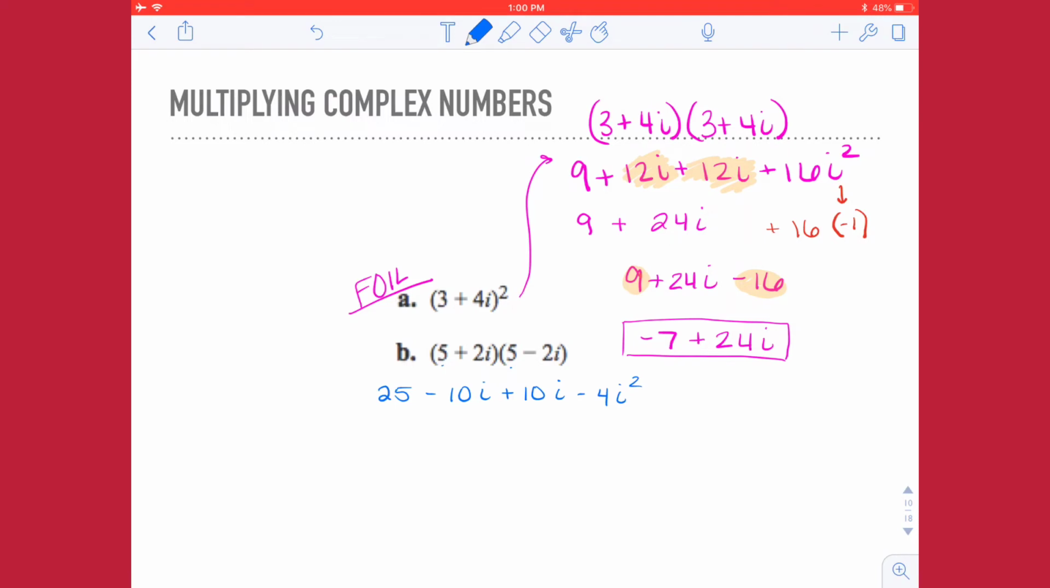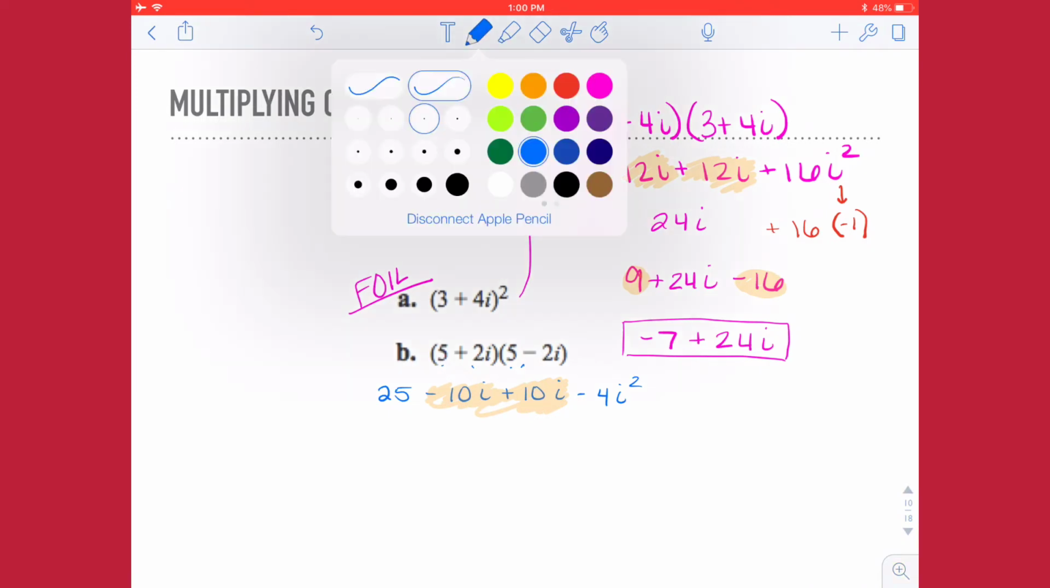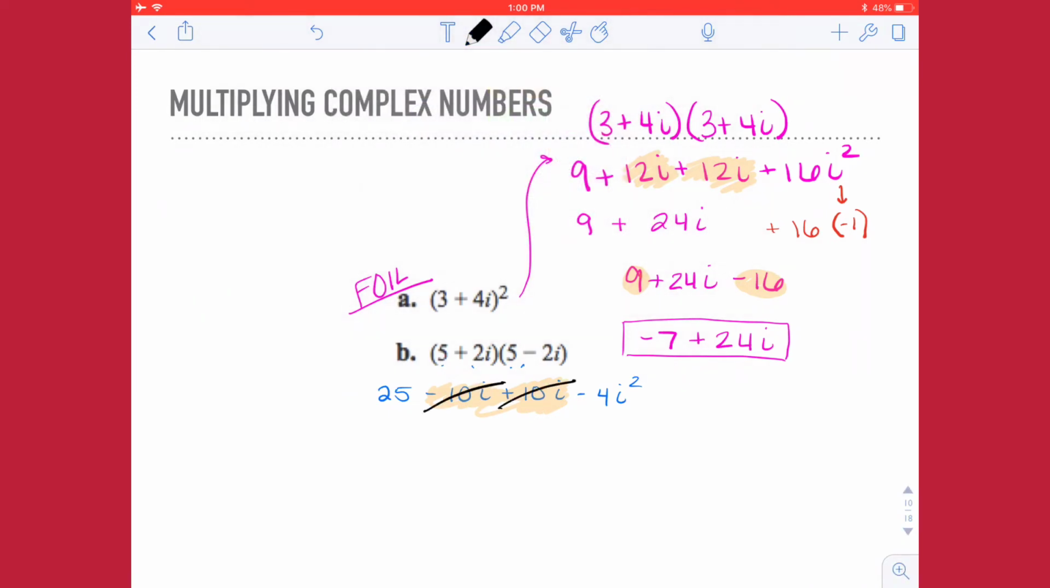And interesting, if you notice here, I've given you conjugates. So you know that means that your outer and inner terms should be exact opposites of one another so that they cancel out. And sure enough, they do. These do cancel one another out. So I'm going to go ahead and cross this out.